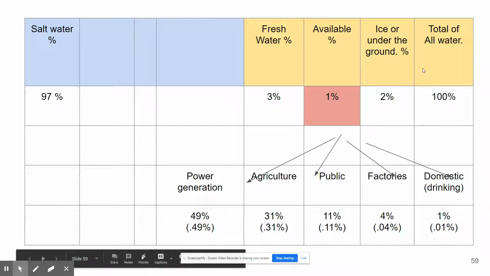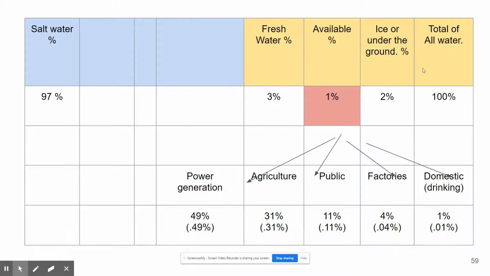Miller. You've just watched a video that talked about the water on what we call the water planet, and that is Earth, where we live. And they said of all the water, 97% of it is salt water.